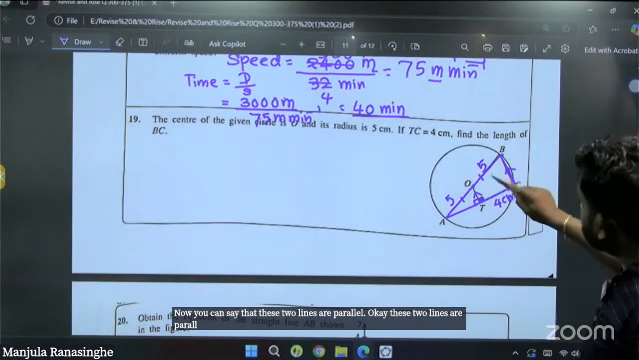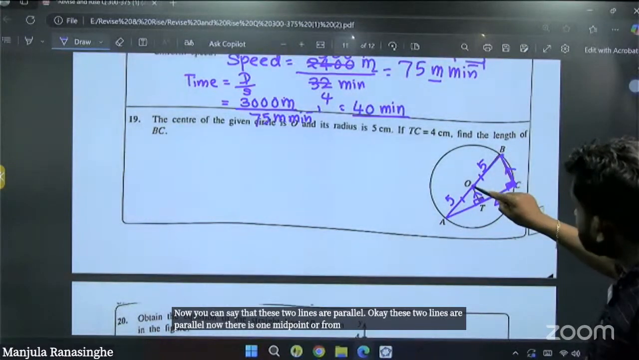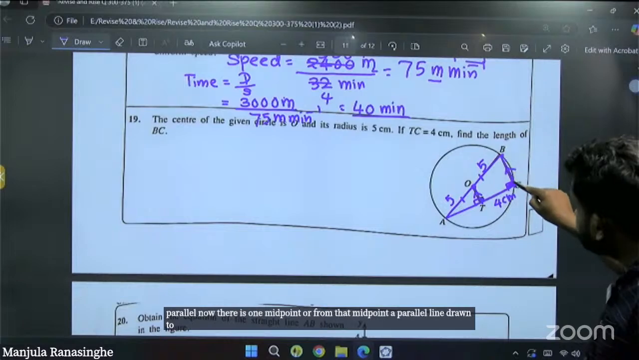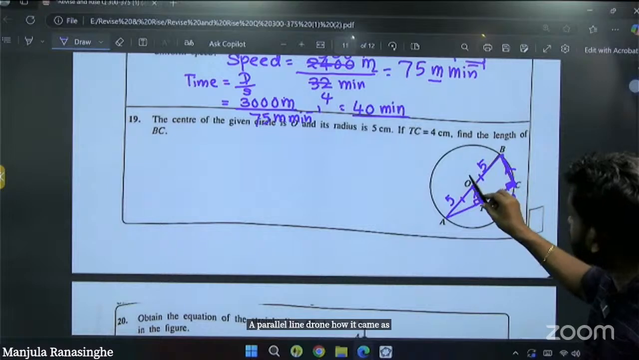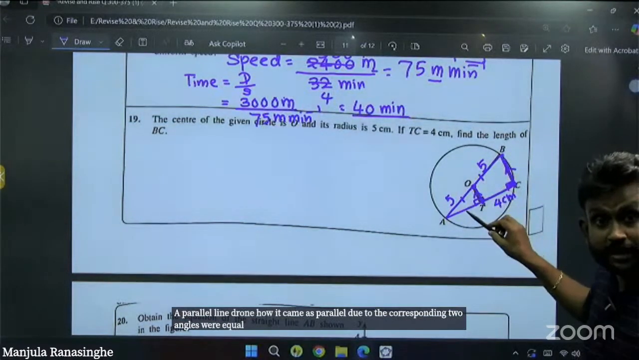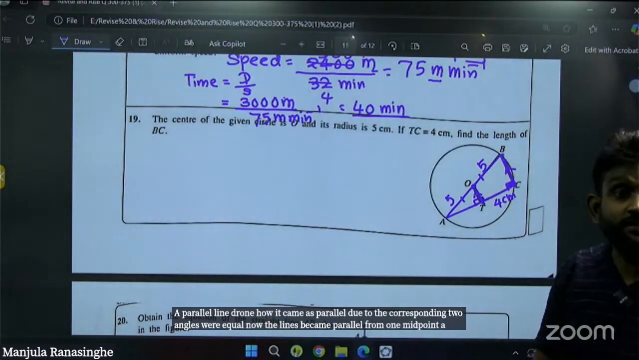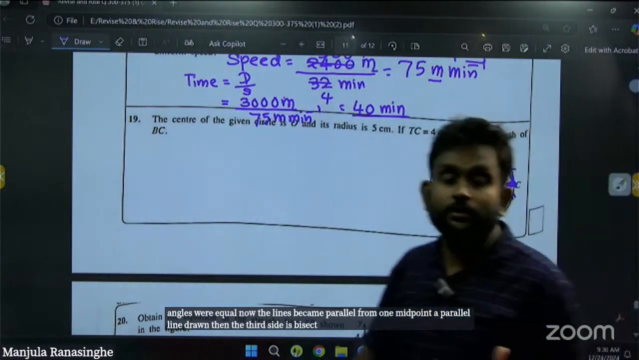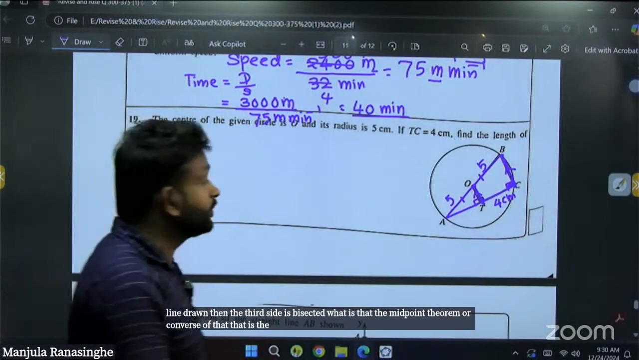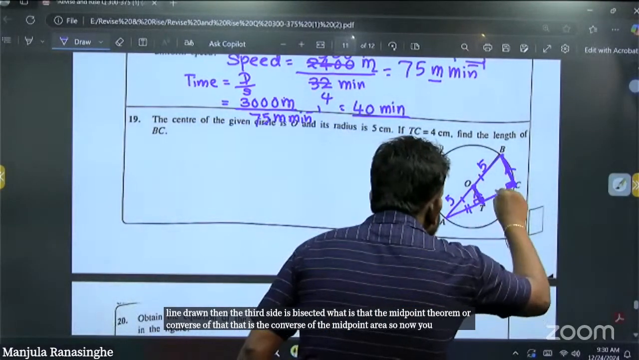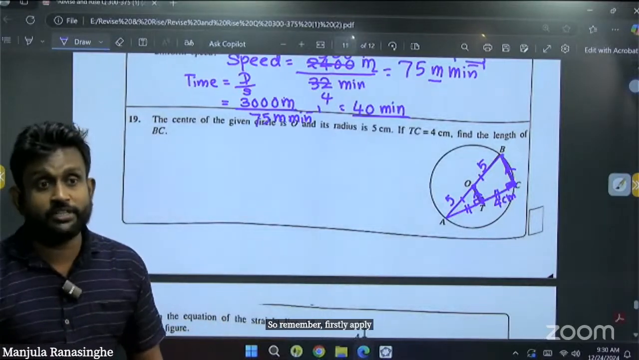Now there is one midpoint O. From that midpoint, a parallel line is drawn to the third side. How did it become parallel? Because the two corresponding angles were equal. From one midpoint, a parallel line is drawn, then the third side is bisected. What is that? The midpoint theorem or its converse? That is the converse of the midpoint theorem. So now you can see that these two are equal. So remember, firstly apply the converse of the midpoint theorem.